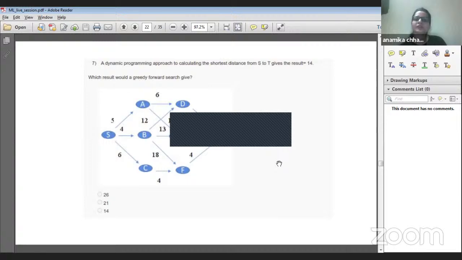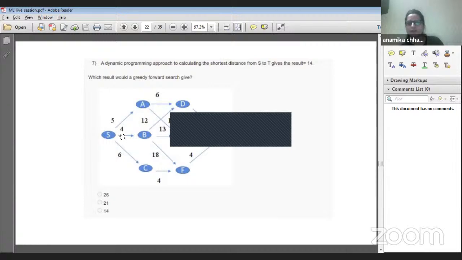So in the greedy approach, at each step we take a greedy decision. We have to find the distance between S and T. So we are at node S and we don't know the distances later on, we only make a greedy decision at this node. At node S, we only look at three links, and the distances are 5, 4, and 6. The minimum distance from S is towards B, which is 4. So we make that choice.